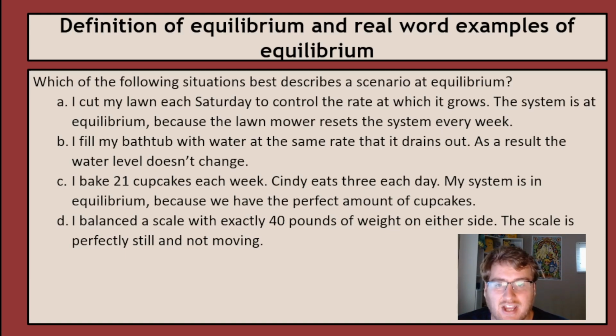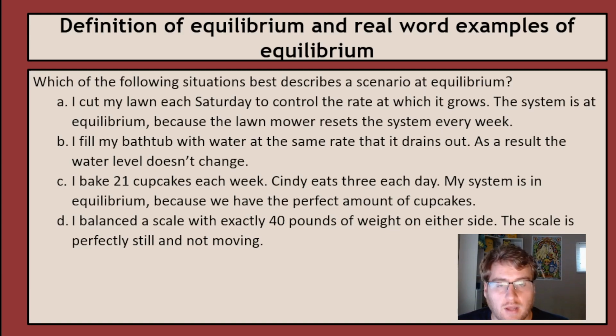But like A says, I cut my lawn each Saturday to control the rate at which it grows. The system's at equilibrium because the lawnmower resets the system every week. And that's similar, but the idea is it's not constantly happening. Equilibrium, you always have your products and reactants growing. So in A, my lawn is constantly growing. That's equilibrium, but it's not being reset constantly. So an equilibrium for that would be like you are constantly mowing off 0.001 inches of your grass at all times or something. And then it's growing. And then the rate happens to be the same. Your grass will never change.